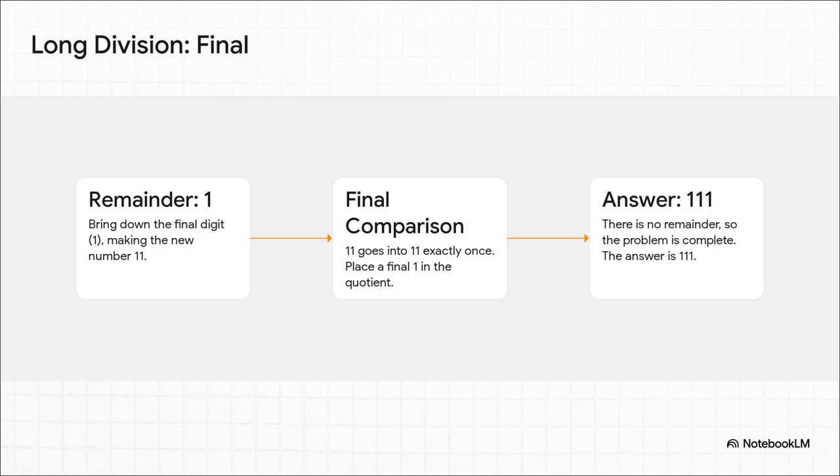And for the final step, we bring down that last 1, making our number 11. Well, 11 goes into 11 exactly 1 time. We add a final 1 to our answer, and we are done. No remainder. So 10101 divided by 11 is 111. It's just a great example of the elegant simplicity of binary math.